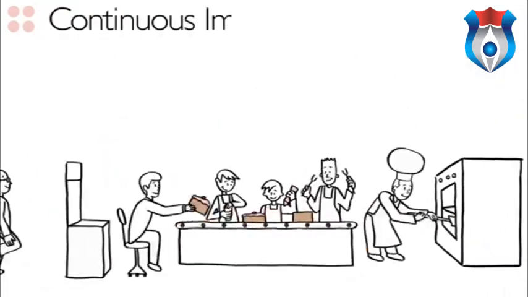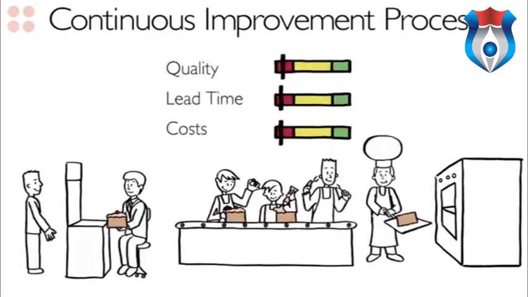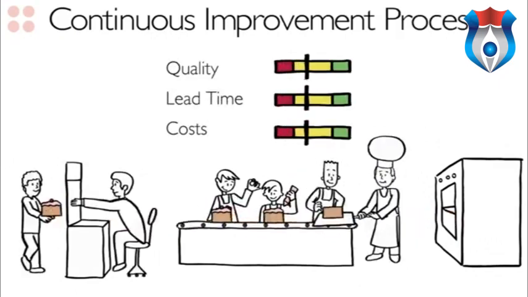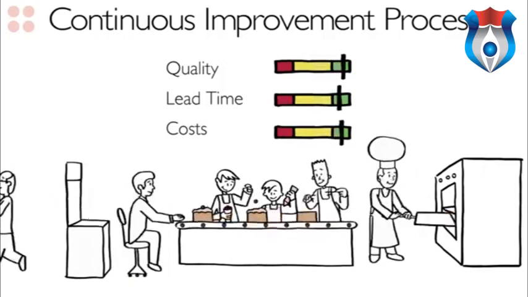Combined with a robust continuous improvement process, the four principles of lean management will help your company stay ahead of the competition in a constantly changing marketplace.